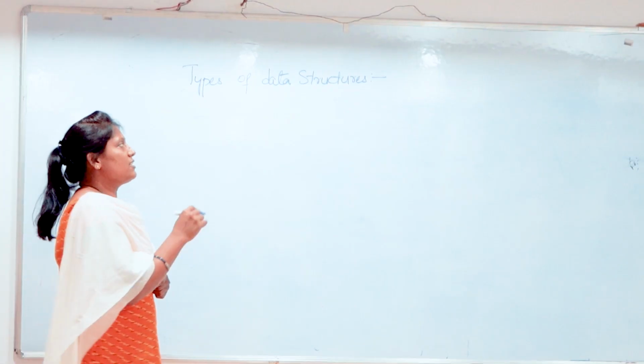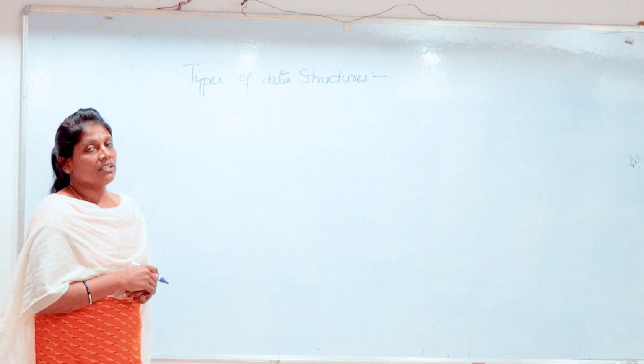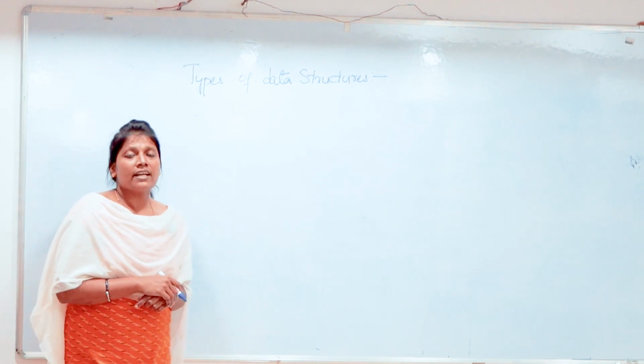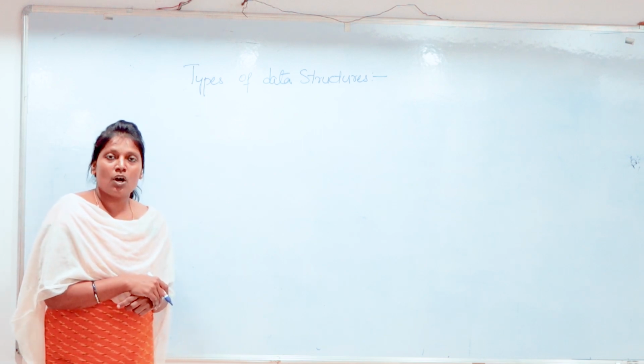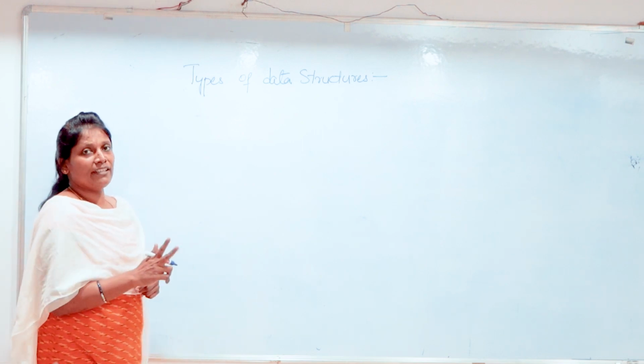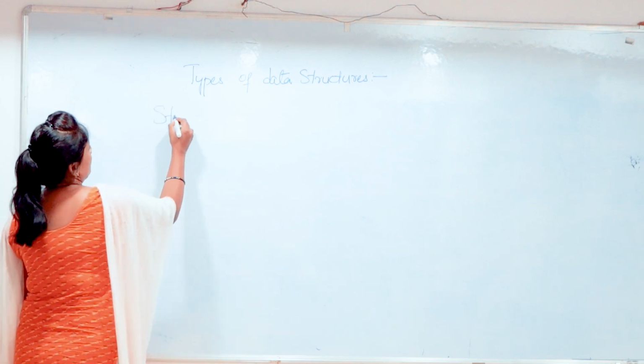Next type of data structure. Previously we have learned about the array, the first type of linear data structure, where the data will be stored in a sequential order. And another type of data structure, the second type, is the stack.